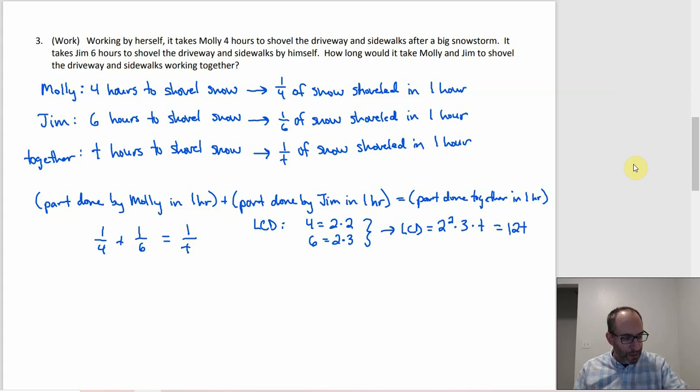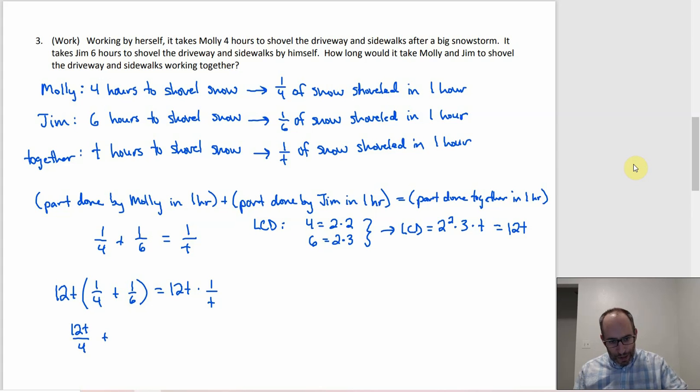So we're going to multiply both sides by 12t. So we'll have 12t times (1/4 plus 1/6) equals 12t times 1/t. And then, let's see, I guess we got to distribute that 12t. So we'd end up with 12t/4 plus 12t/6 when you distribute on the left side. Then that'll be equal to 12t/t. So then we'll get some things to divide out.